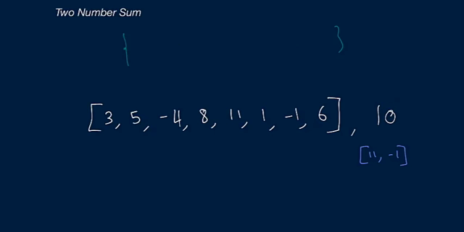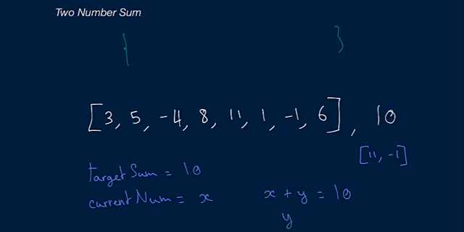So in other words, we've got our target sum, right? We've got target sum is equal to 10. And whenever we're traversing the array, we've got a current num, let's call it current num, which is equal to x. X is whatever number we're at as we traverse the array. And so we want to find y, the number y, such that x plus y is equal to 10. Or in other words, we can isolate y to be y is equal to 10 minus x.